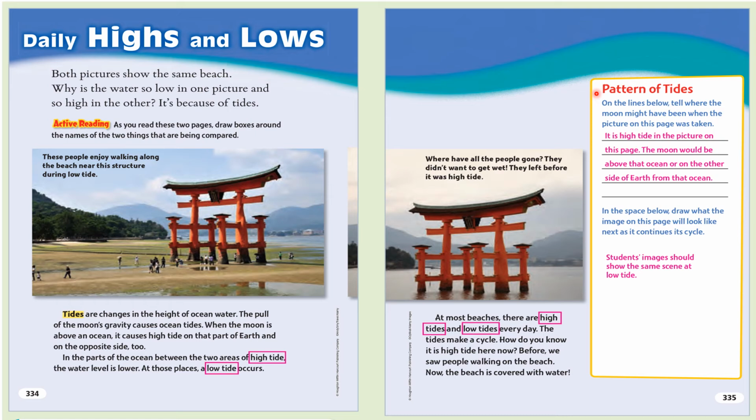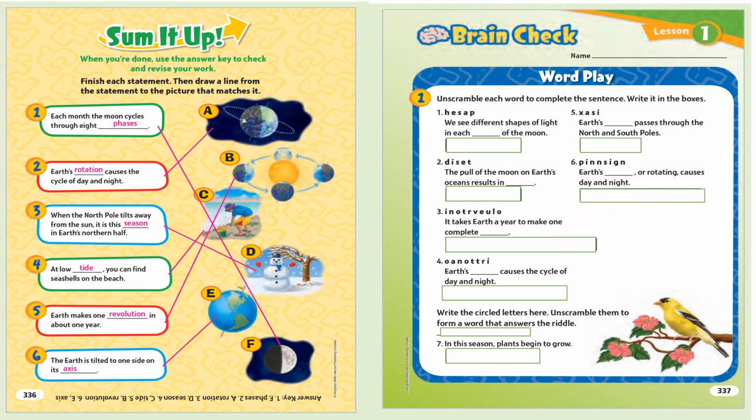Pattern of tides. On the lines below, tell where the moon might have been when the picture on this page was taken. In the space below, draw what the image on this page will look like next as it continues its cycle. Sum it up. When you're done, use the answer key to check and revise your work.